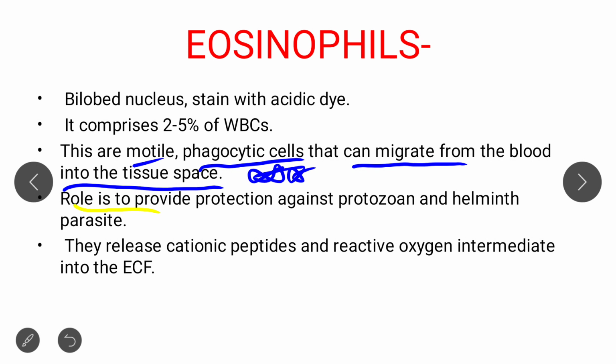What is the main function of this eosinophil? The main function of the eosinophil is to provide protection against protozoa and helminth parasites. You may get this type of question many times in the examination: what type of myeloid progenitor, what type of granulocyte provides protection against protozoan and helminth parasites? So basically these are eosinophils, which provide protection against protozoa and helminth parasites.